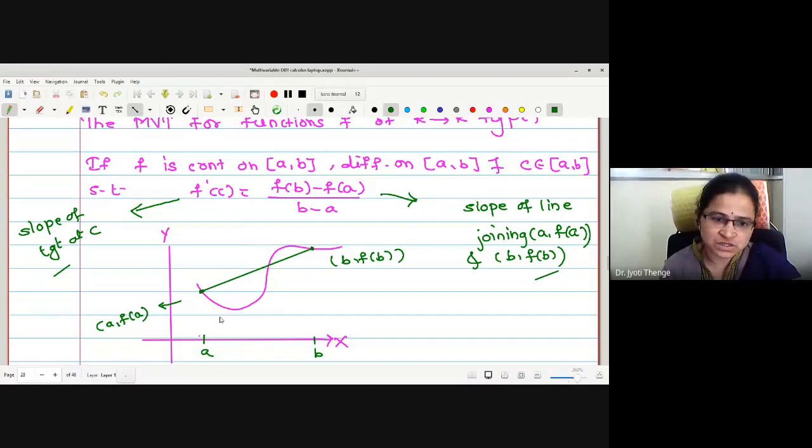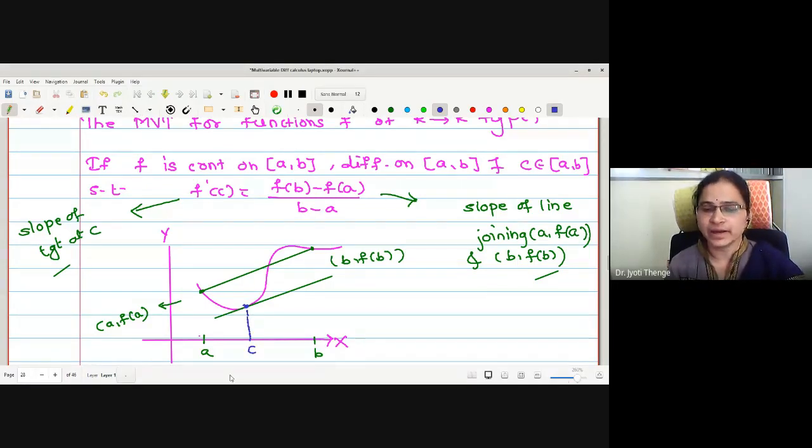Therefore, let me just draw a line parallel to this line, passing through A, f of A and B, f of B. Then what is the location of your C point? This is your C. This is the location for the C point.